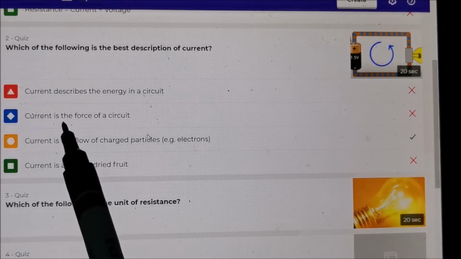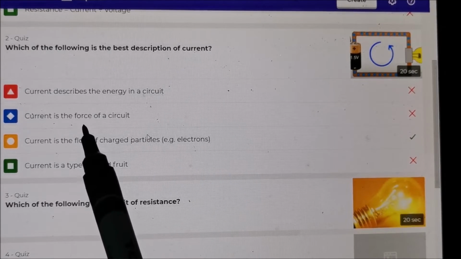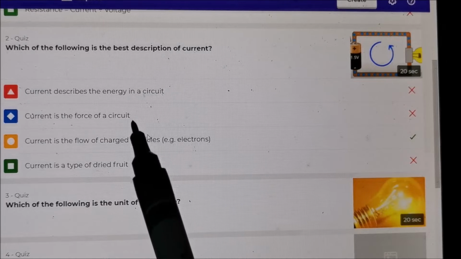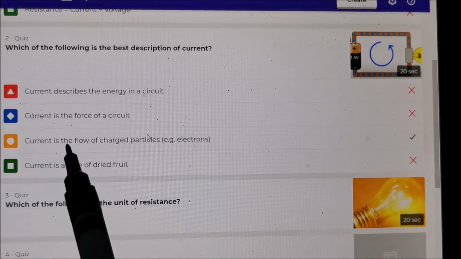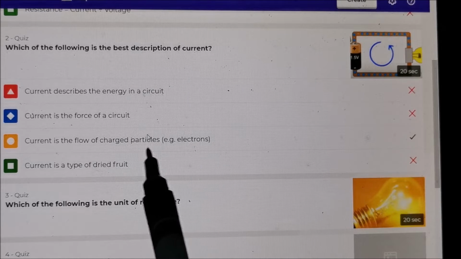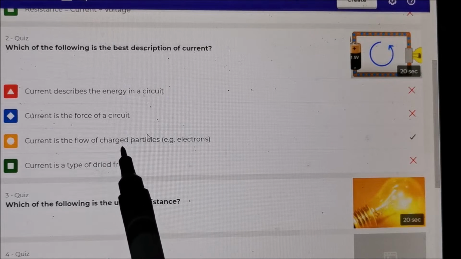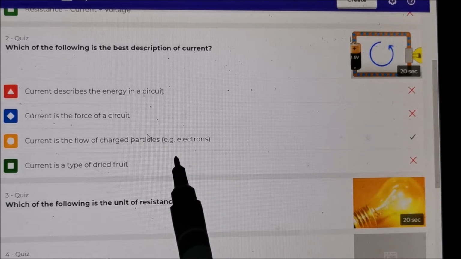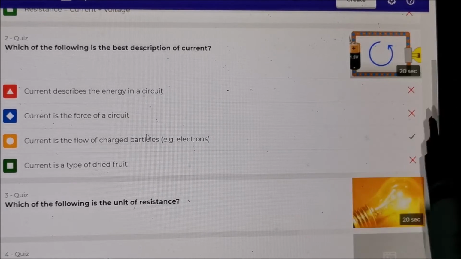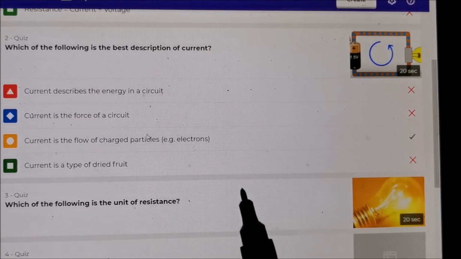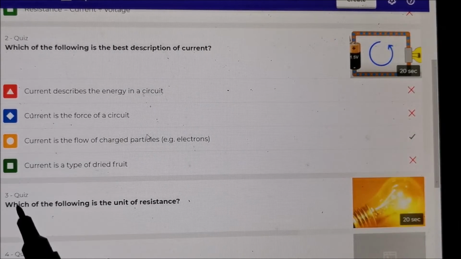Current is a force? Voltage is a more suitable word for force. Current is the flow of charged particles. Basically, current is the flow of electrons, and it measures how fast they flow. The faster they flow, the higher the current.